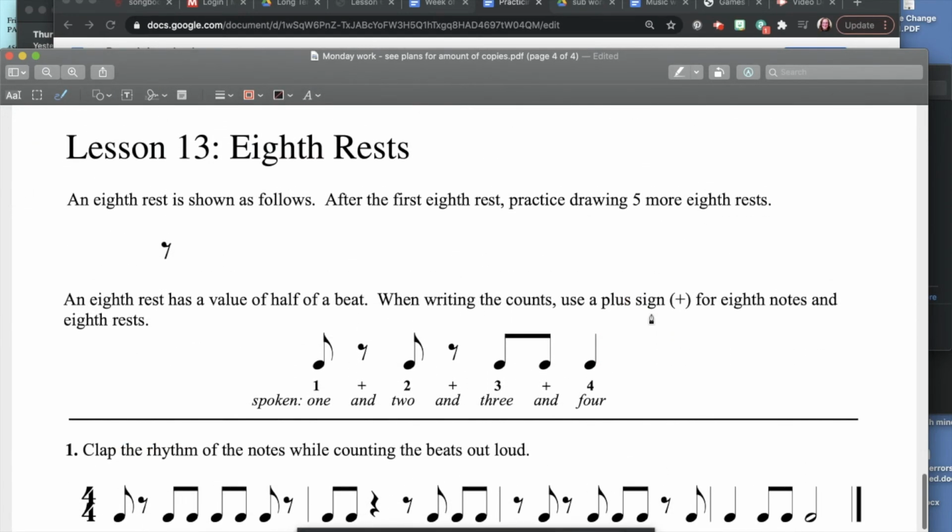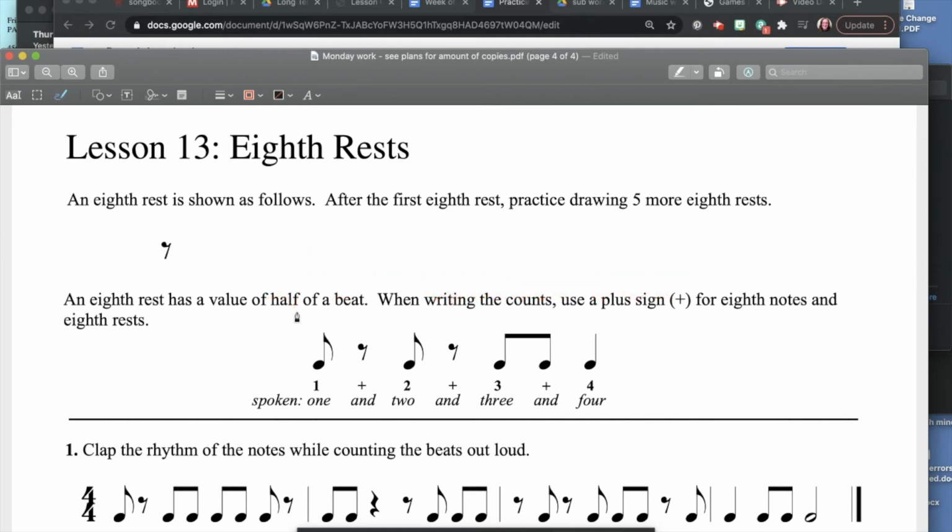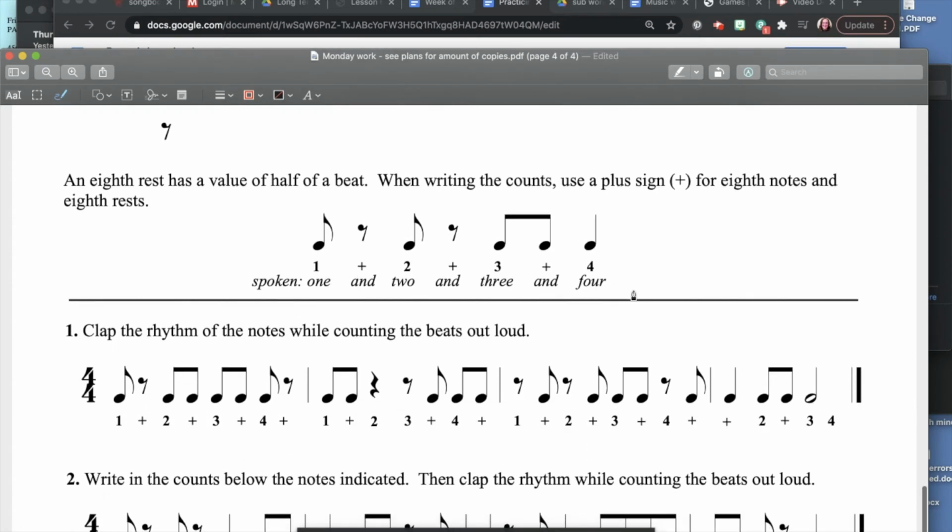Next, the eighth rest. It's a little squiggly looking thing; that's the best way to put it. It is the same amount as an eighth note. Remember, if they have the same first name, it's the same length. An eighth note is half of a beat. Think 1/4 divided by 2 is 1/8. Two eighths simplify or fit into one quarter. Same with the notes. Remember, fourth, quarter. So over here we have the 1 and 2 and 3 and 4 and.